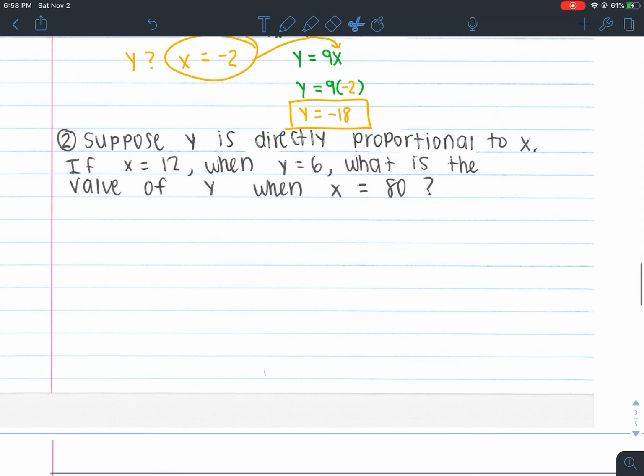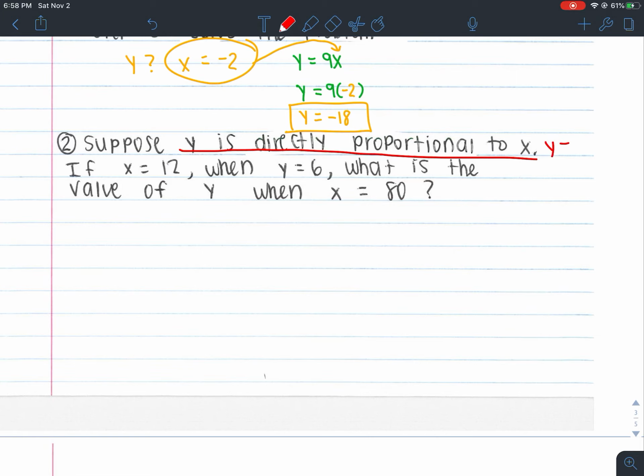All right, so next question is, suppose y is directly proportional to x. So like I said, sometimes it won't say direct variation. It'll say y is directly proportional to x. But that still means y equals kx. It's just like if it was saying, write this equation in point-slope form, then you write down point-slope form because you know you're going to have to write it in that form. Then it says, if x equals 12 when y equals 6, what is the value of y when x equals 80?